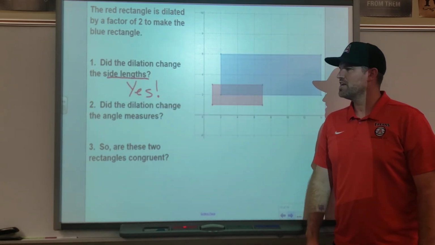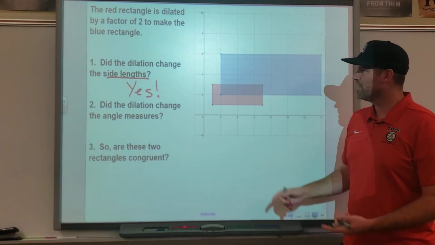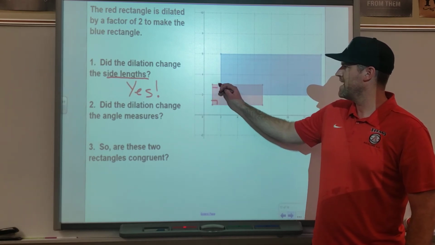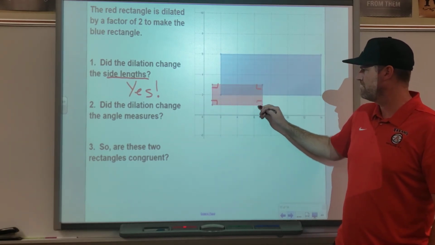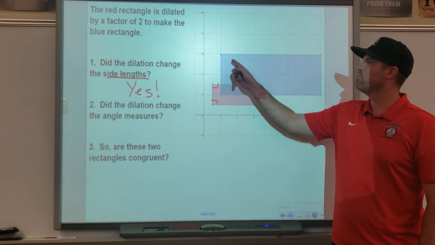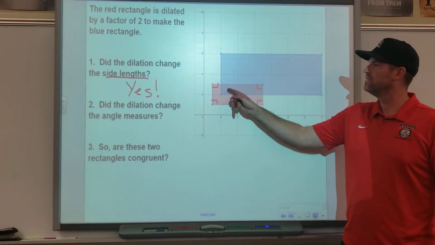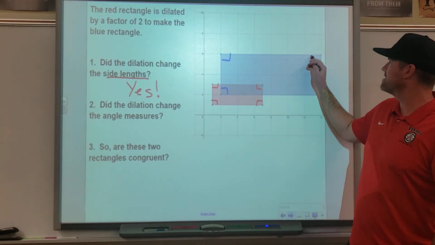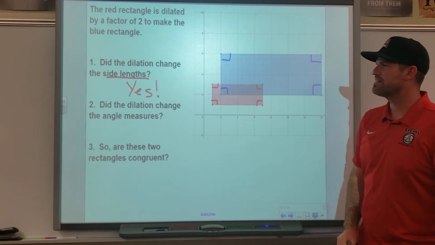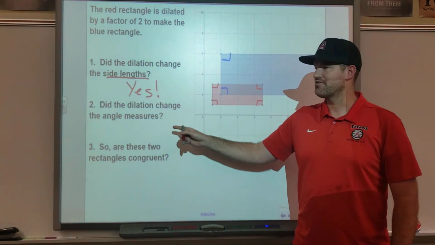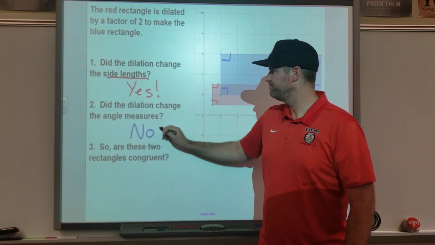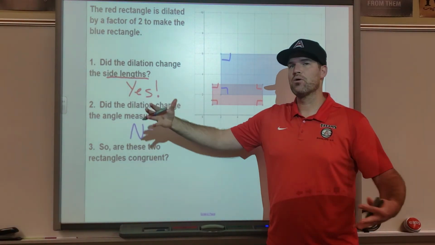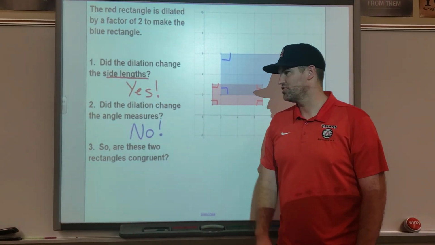But did the dilation change the angle measures? Well, I have rectangles, and in a rectangle, I know that all 4 angles are going to be right angles, so they're all 90 degrees. When we dilated this, what are the angles of this rectangle? Well, it's still a rectangle, so your angles are still 90 degrees, 90 degrees, 90 degrees, 90 degrees. So did we change the angle measures? No. So we changed the size, right? How long it was, but we did not change the shape.